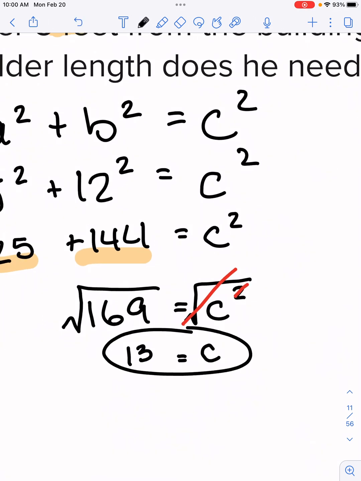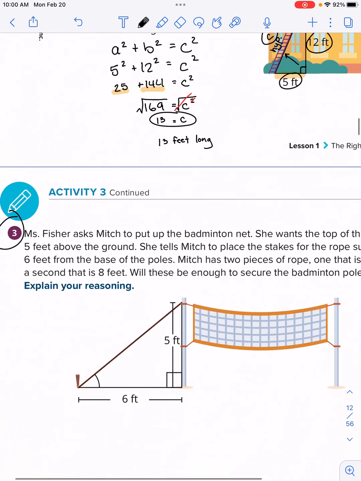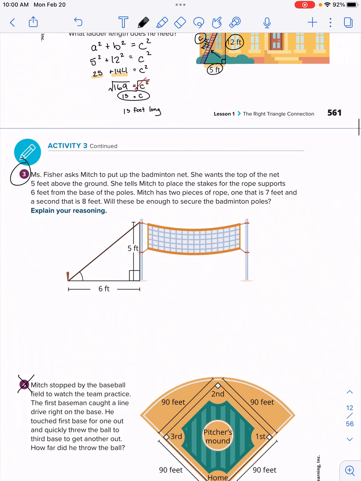Okay, so to answer the question, how long does the ladder need to be? It needs to be 13, and make sure that we put our units, 13 feet long, for him to reach the second floor of that building to wash the windows. Okay, moving on to the next problem. We're just going to work on number 3 and skip 4.